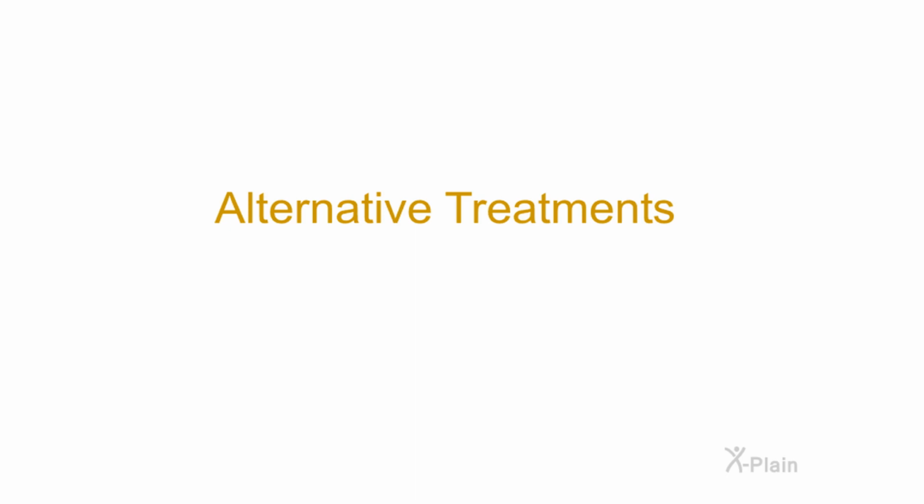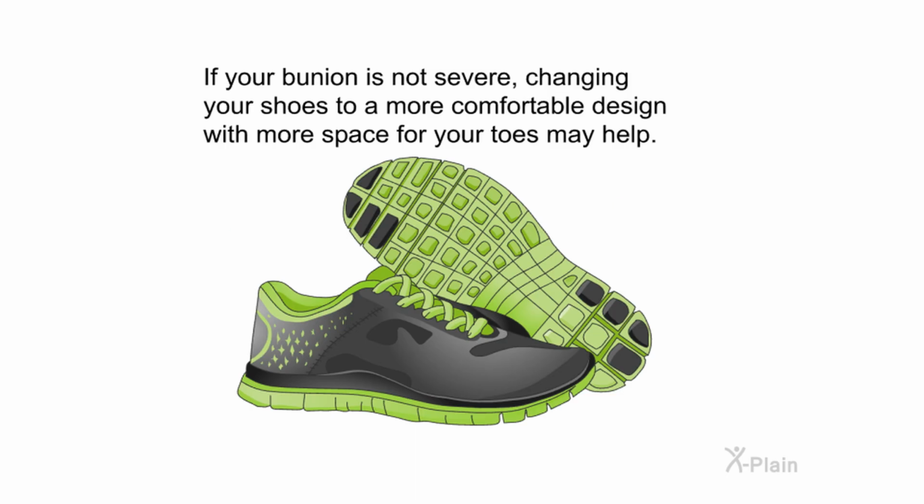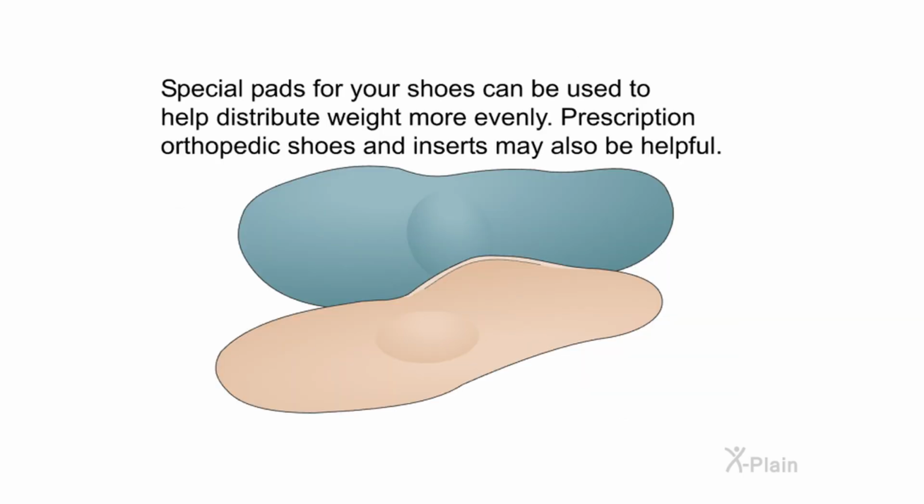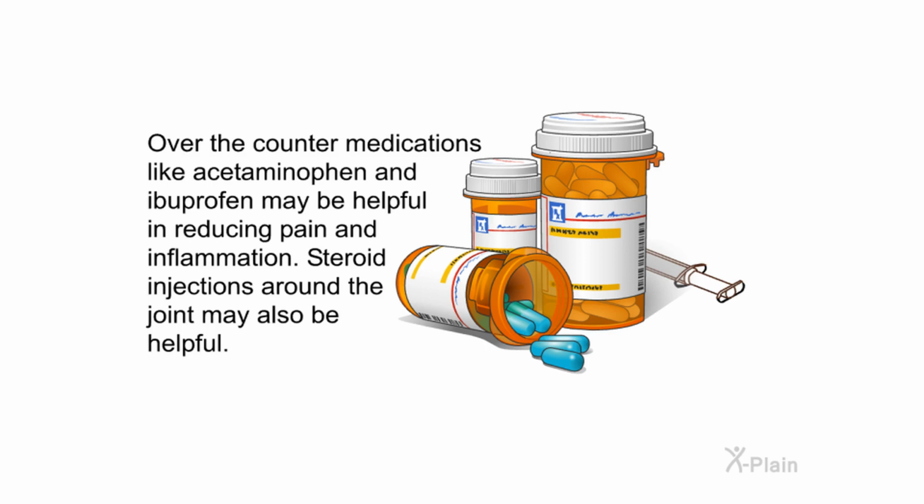Alternative treatments. If your bunion is not severe, changing your shoes to a more comfortable design with more space for your toes may help. Bunion pads and medical or athletic tape can be used to hold your foot in a more normal position. Special pads for your shoes can be used to help distribute weight more evenly. Prescription orthopedic shoes and inserts may also be helpful. Over-the-counter medications like acetaminophen and ibuprofen may be helpful in reducing pain and inflammation. Steroid injections around the joint may also be helpful.